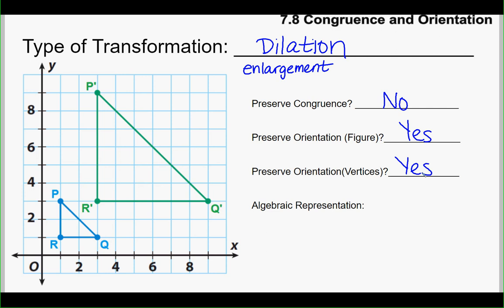Now let's talk about the algebraic representation. Dilations, I heard somebody say it earlier. With the algebraic representations, what type of operation should that be? Multiplication. So remember, this is going to be multiplication.